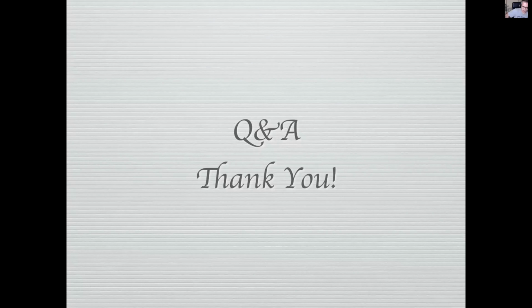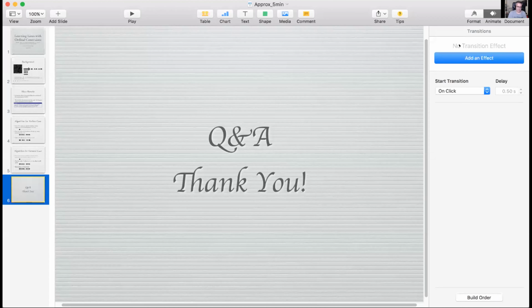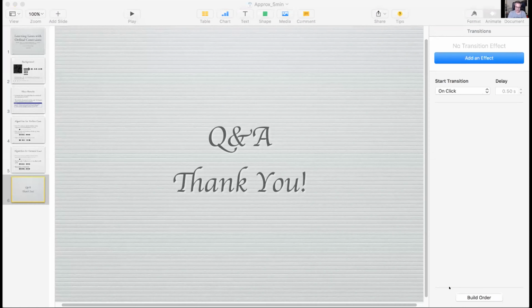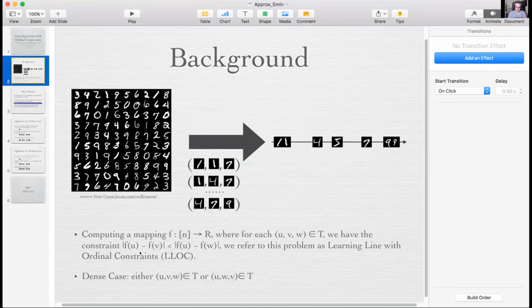Okay, thanks a lot. So what would be interesting open questions here? The interesting one, of course, is whether we can deal with the non-dense case. In the dense case, for any triple, either UVW is in T or UWV is in T, but in some cases, we may not have this either-or relation. If you don't have this much information, we may not be able to follow a similar approach and solve the problem. Okay, thank you very much, and sorry for the confusion.